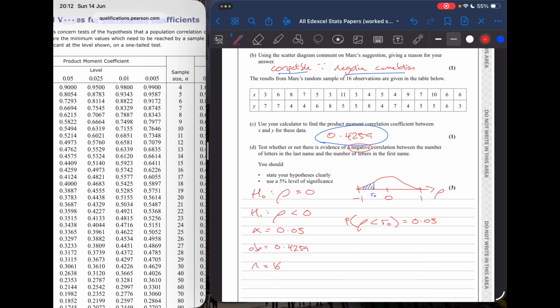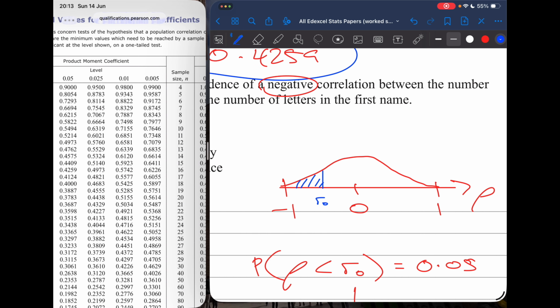I get 0.4259. Is that good? Yes, that is good. So that is our critical value, which is good. So we can fill that in.